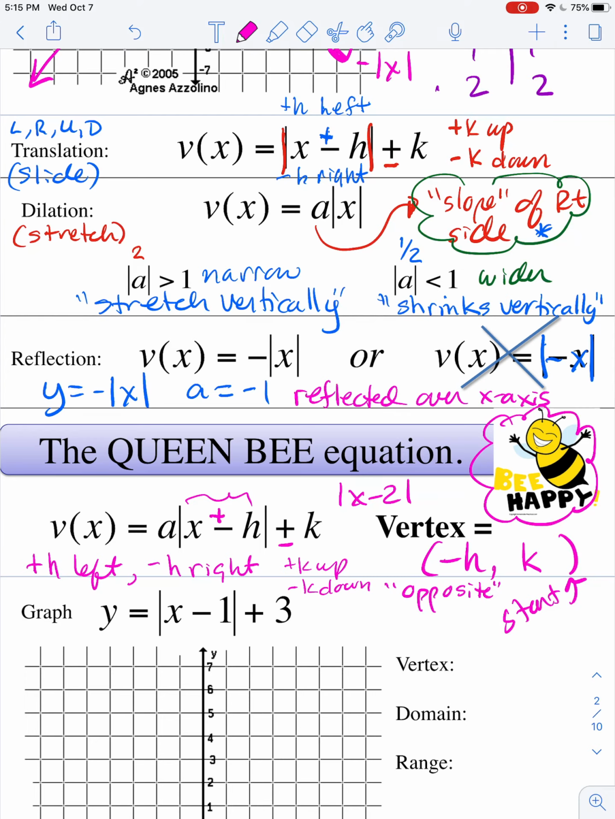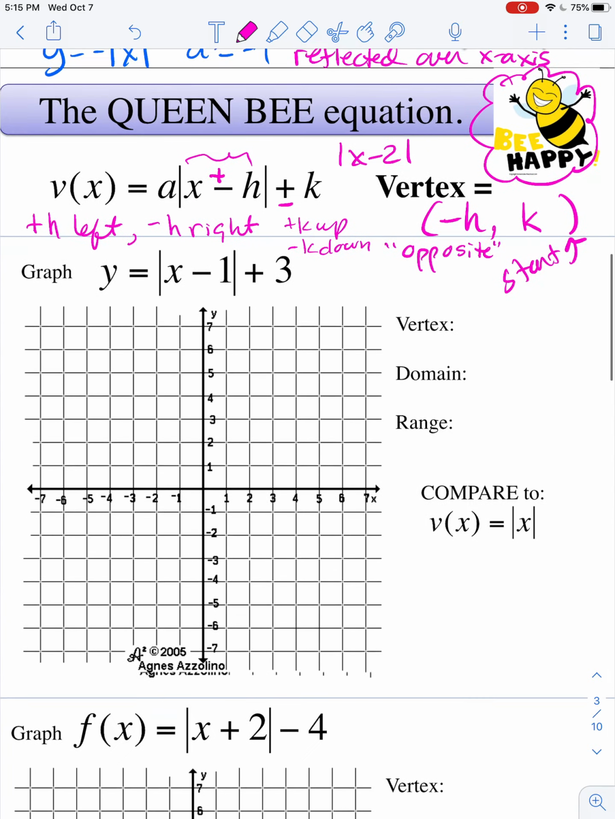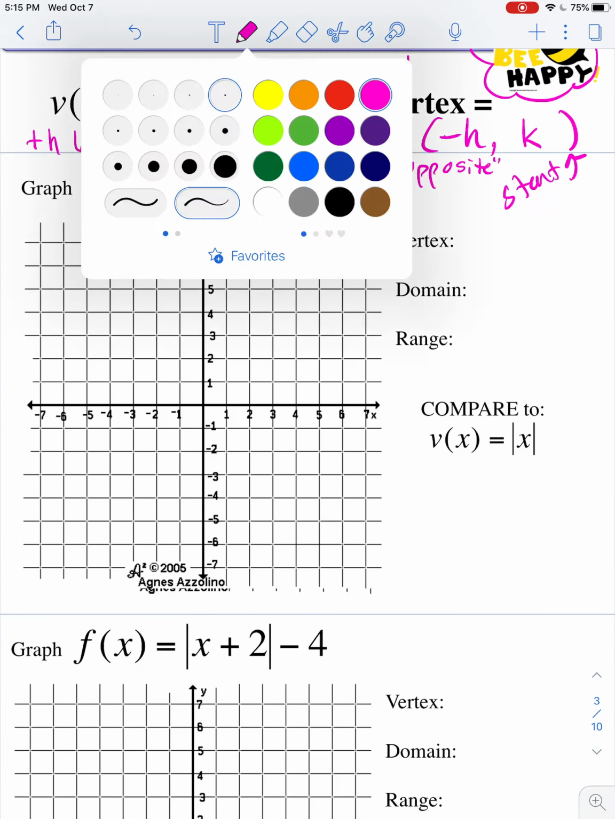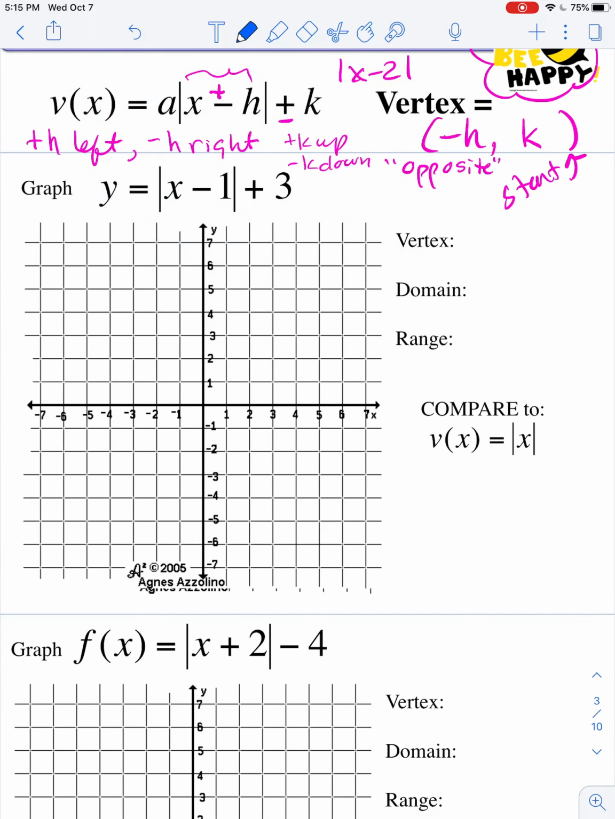So what I like to do when I'm graphing these is I like to start at the vertex, and then I like to use A to help me get the sides the way that I need them to be. So let's do a few examples. In this first one, I have a -1 here and a +3 here. So if I look at that, that's going to be shifting to the right. I'm just kind of thinking, what's going to happen?